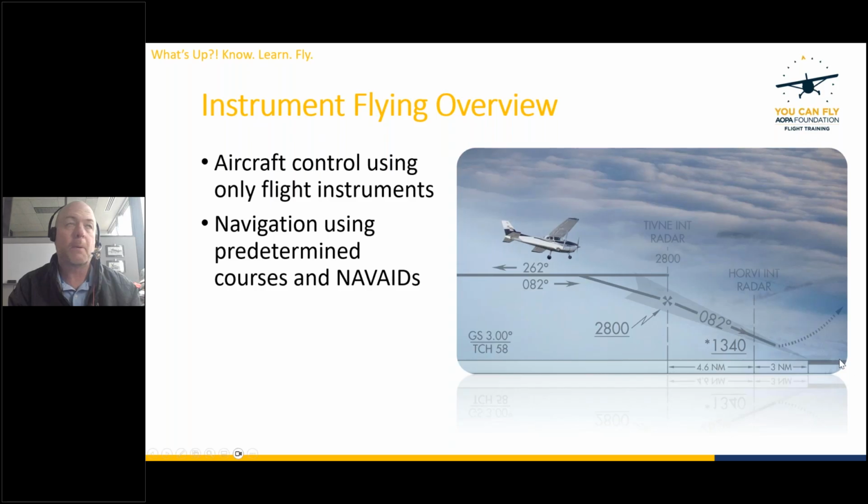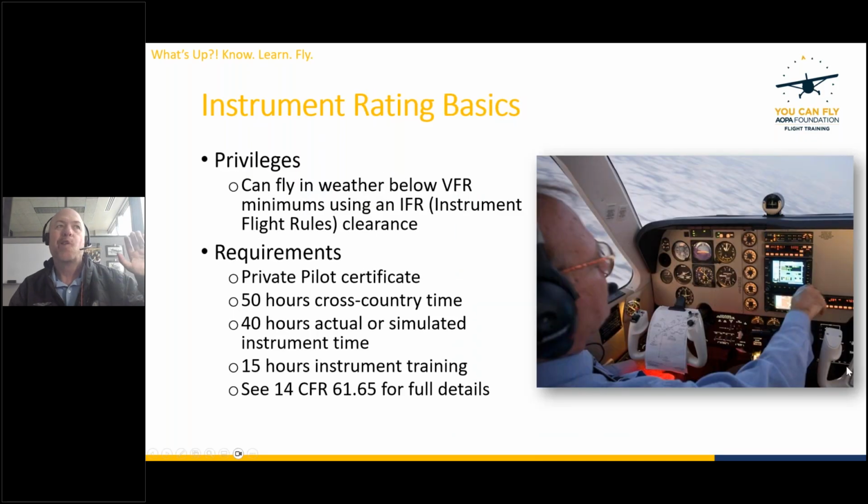So that's just a super broad overview of that part. What are the rating basics? How do you get it? Well, of course, the privileges are the fact you can fly in weather below VFR conditions, flying on an instrument flight rules clearance. The cool thing about it is that you don't have to fly in instrument conditions to use that instrument clearance.